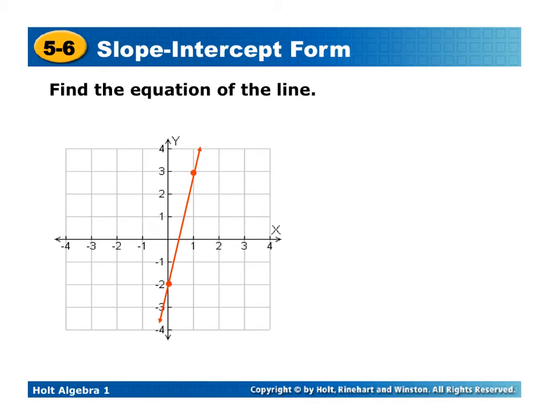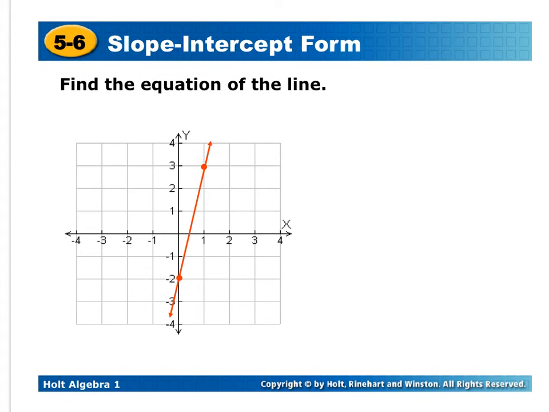Sometimes we're given a line and we need to write the equation. So same type of thing. We're going to fill in what we know. So y equals, we need to find our slope times x plus our y-intercept. I like to identify my y-intercept first, which is right here. It's -2, so I know I'm going to have -2.